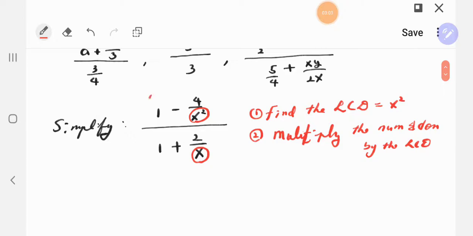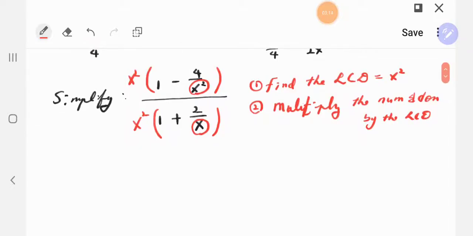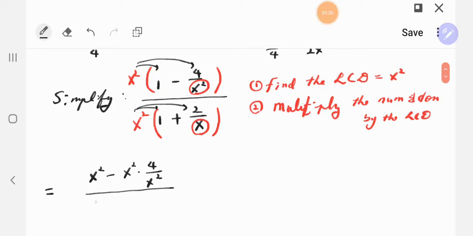I'm going to multiply the whole numerator by the LCD, which is x squared, and the whole denominator by the LCD. Let's see what happens. When you multiply the whole numerator by the LCD, we have to distribute. So the numerator will be x squared minus x squared times 4 over x squared. And distribute. The denominator is x squared plus x squared times 2 over x.